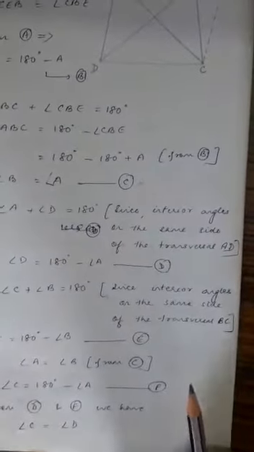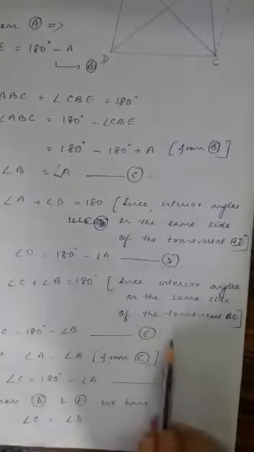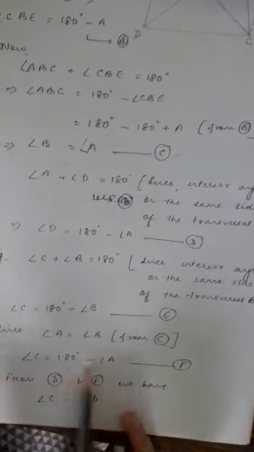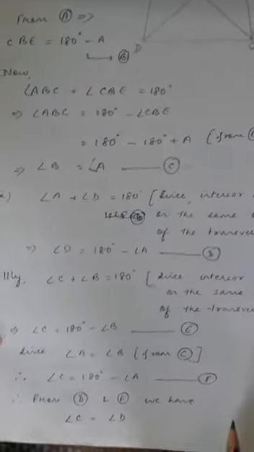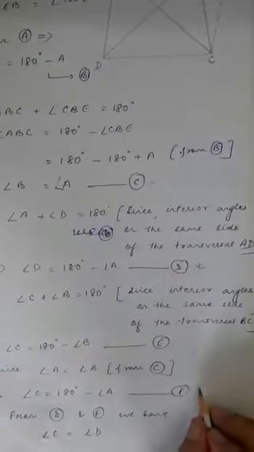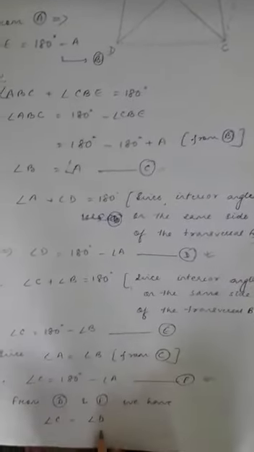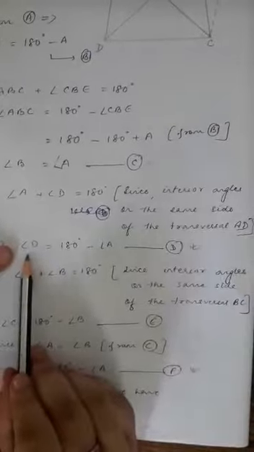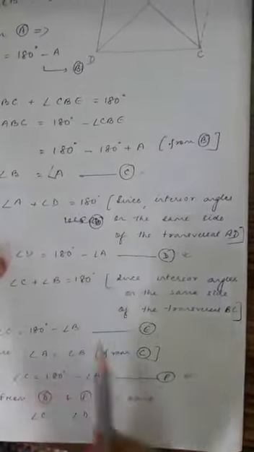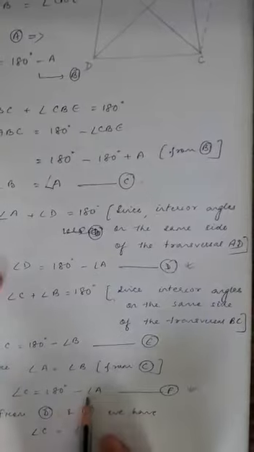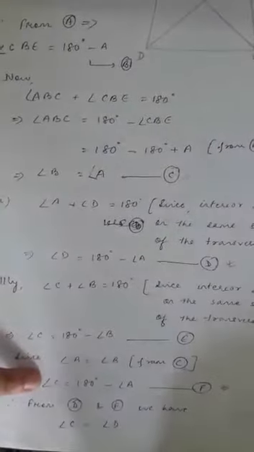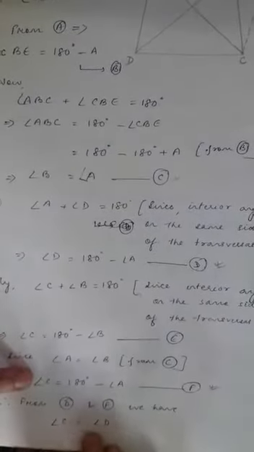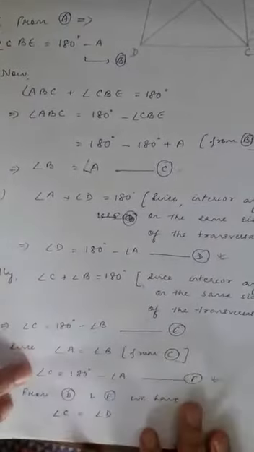From equation C, we know that angle A is equal to angle B. So from equation E, I can write angle C is equal to 180 degrees minus A. In place of B, I have written A. Keep this as equation number F. So from equations D and F, I can say that angle C is equal to angle D, because in equation D also, the right hand side is 180 degrees minus angle A, and in F also it is 180 degrees minus angle A. Thus, angle C is equal to angle D.